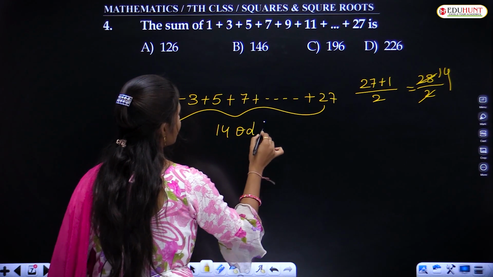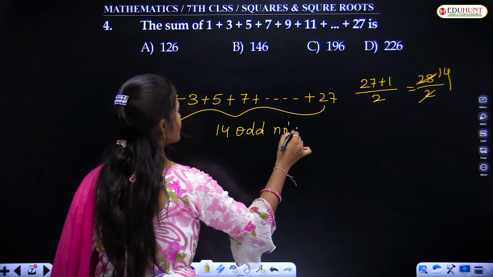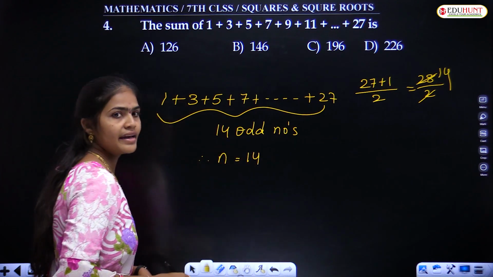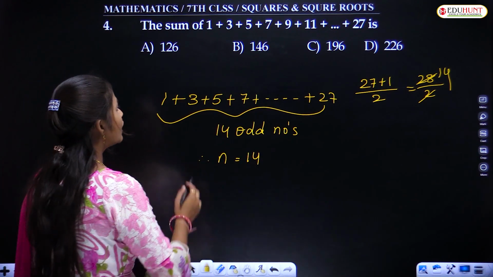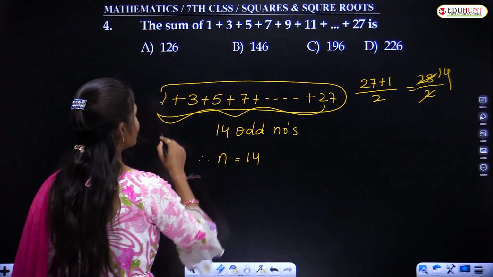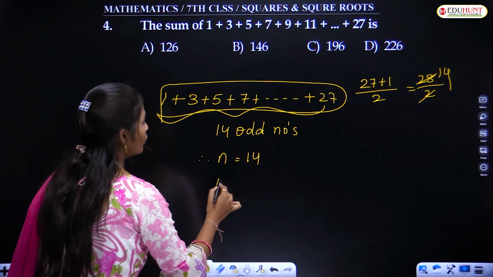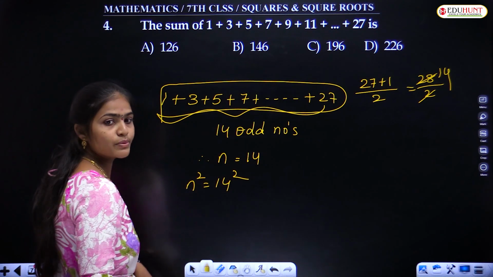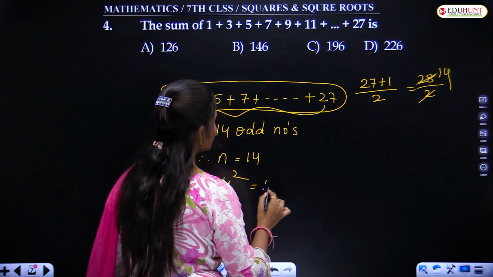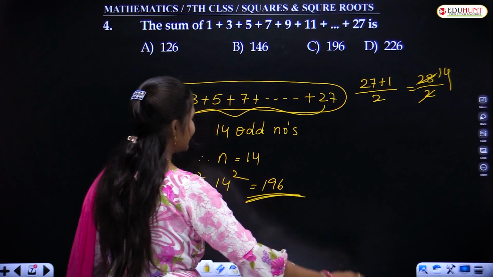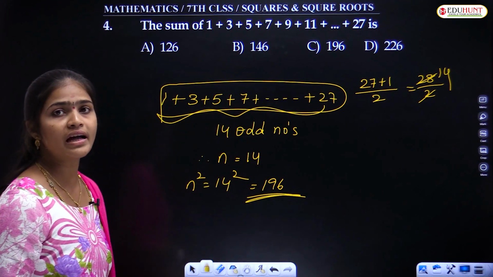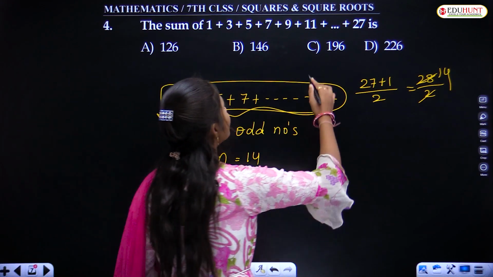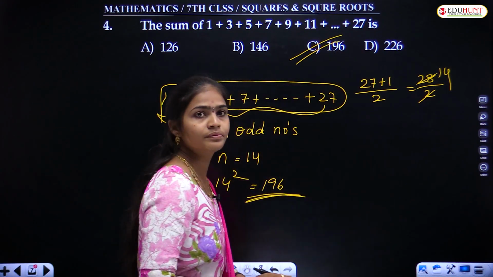How many odd numbers are there? 14 odd numbers are there. Therefore n is equal to 14. Now what is the sum here? The sum is equal to 14 square. Why? Because this is the n square formula. That's why it is 14 square, which is nothing but 196. So which option is correct? Yes, option C is correct here.